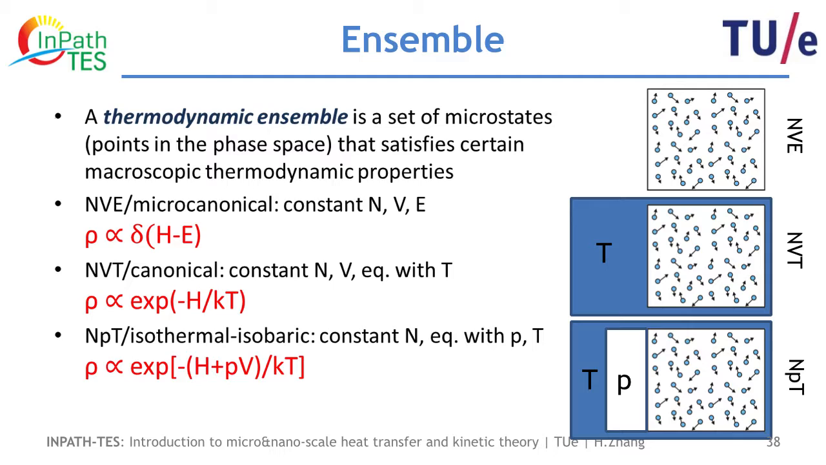The third example here is the NPT ensemble, also named isothermal-isobaric ensemble. It describes a system with a fixed number of particles N, and it is in thermal equilibrium with an external heat bath at temperature T and in pressure equilibrium via a frictionless piston with an external pressure P.